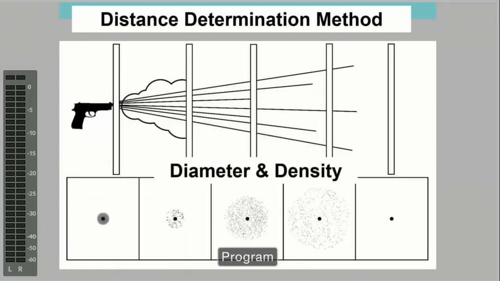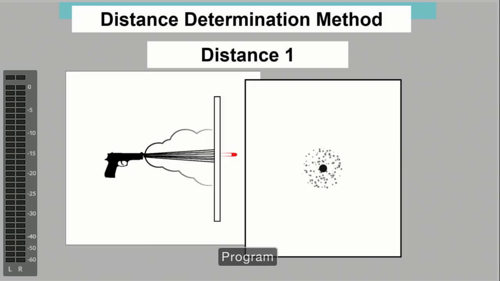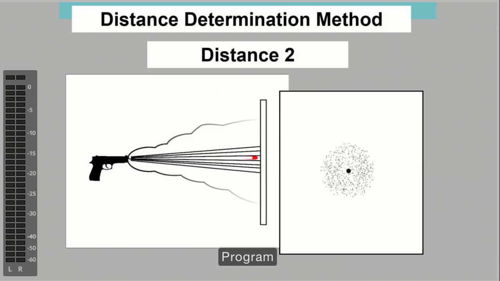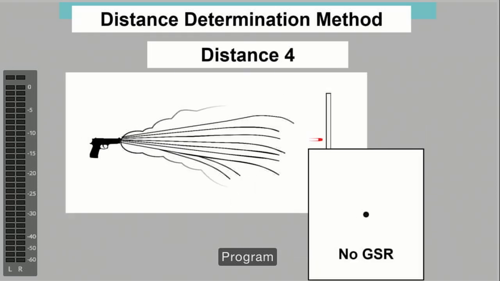Now, the distance determination method uses diameter and density. With contact distance, you'll get a shot that is very focal. All the gunshot residue will be in one area. As the distance increases, there's a spread of particles. And as the distance increases to the second distance, and the third distance, and finally at a certain distance, you'll get no gunshot residue.